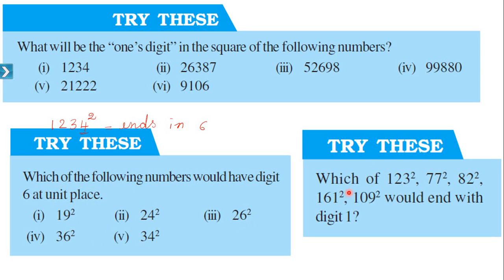And try this. Which of 123 square, 77 square, 82 square, 161 square, 109 square would end with 1? If the digit in the units place of a number is 1 or 9, then its square ends with 1. By remembering that property, you have to write the answer for this question.